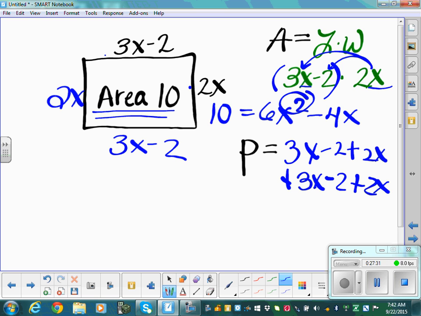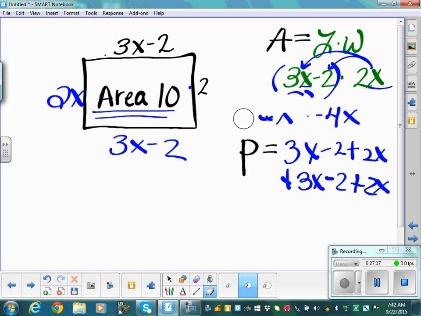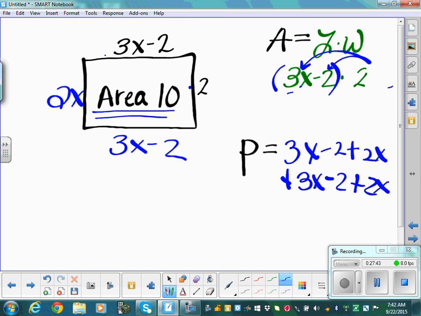Okay, let me erase one thing and then we'll redo this problem. Let's say that was just 2 instead of 2x. Then we would have had length times width, like this, right? Everybody back to here. Then we can solve this one. This would have been 6x minus 4. Now make sure you put those things in parentheses. So now we have 10 is equal to 6x minus 4.